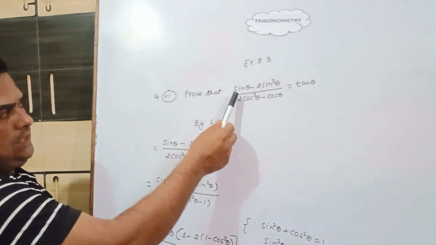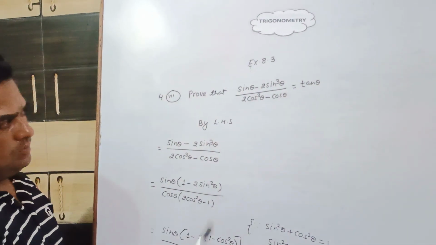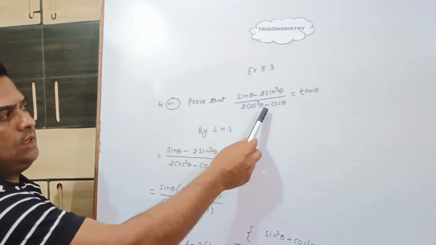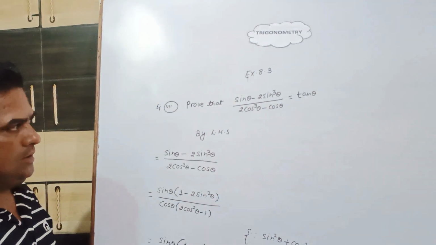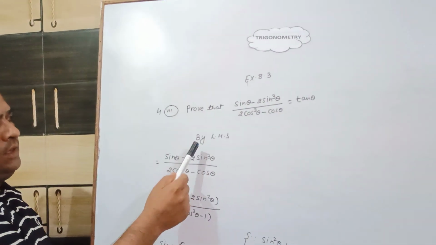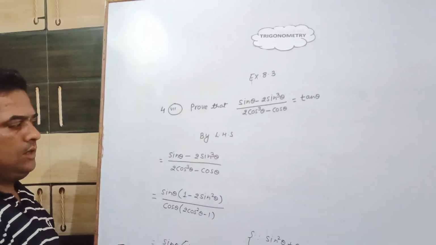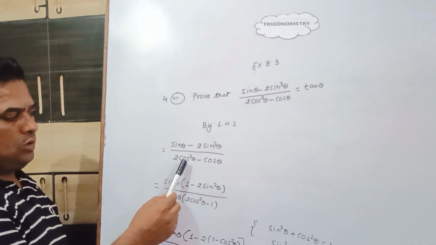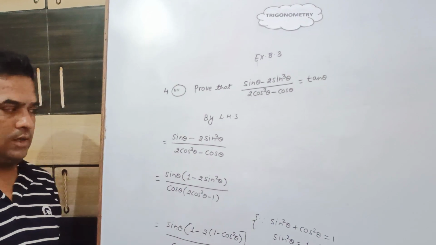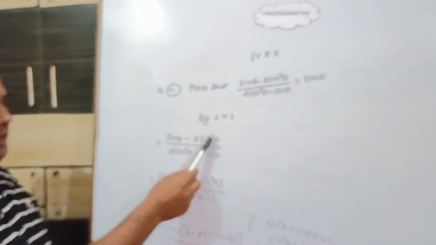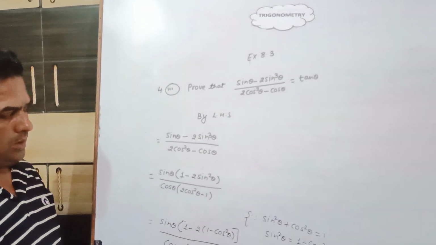Prove that (sin theta minus 2 sin cube theta) upon (2 cos cube theta minus cos theta) equals tan theta. We have to prove this. Okay, the left hand side is (sin theta minus 2 sin cube theta) upon (2 cos cube theta minus cos theta). Students, what is common in the numerator?